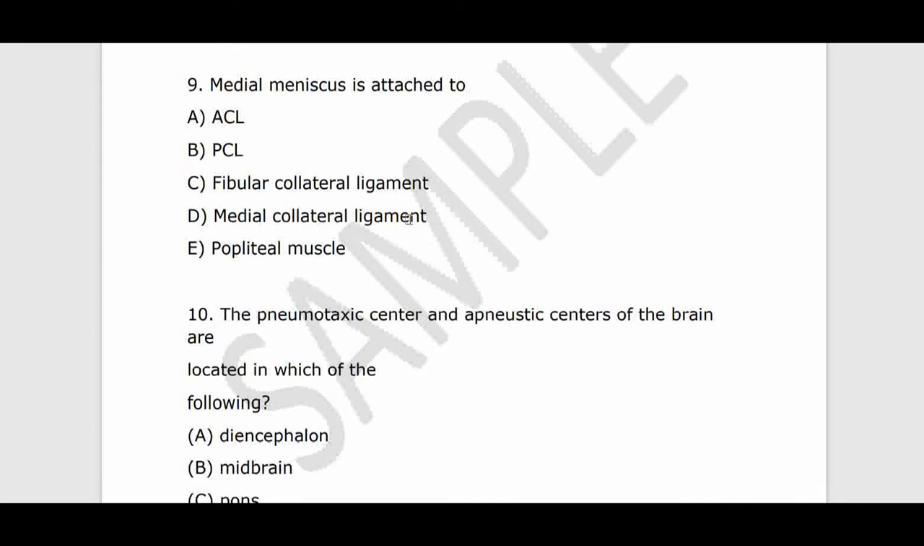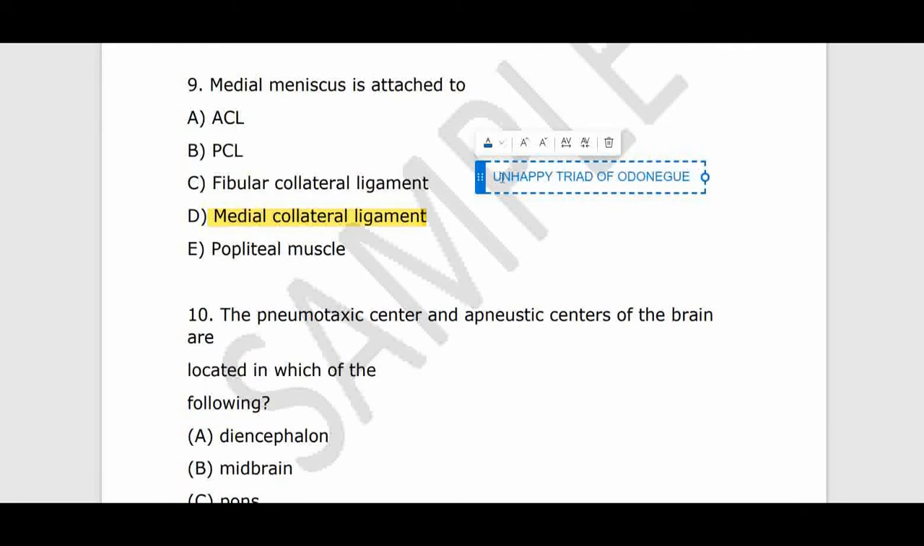Now, this question is important to remember in answering the question on what they call the unhappy triad of O'Donoghue, a man whose name I don't know how to pronounce. But it's called the unhappy triad. Unhappy triad of, I hope I can spell it, O'Donoghue. I think I'm missing something, but forgive me.